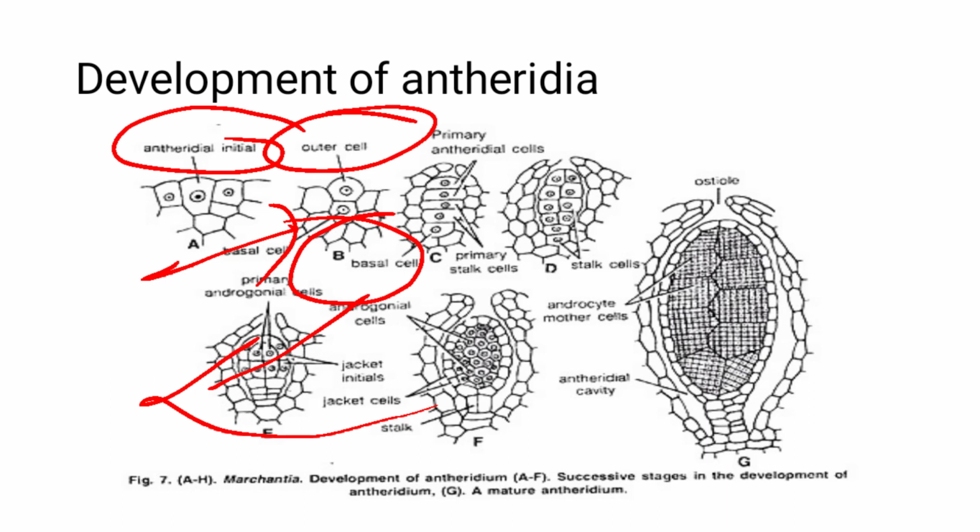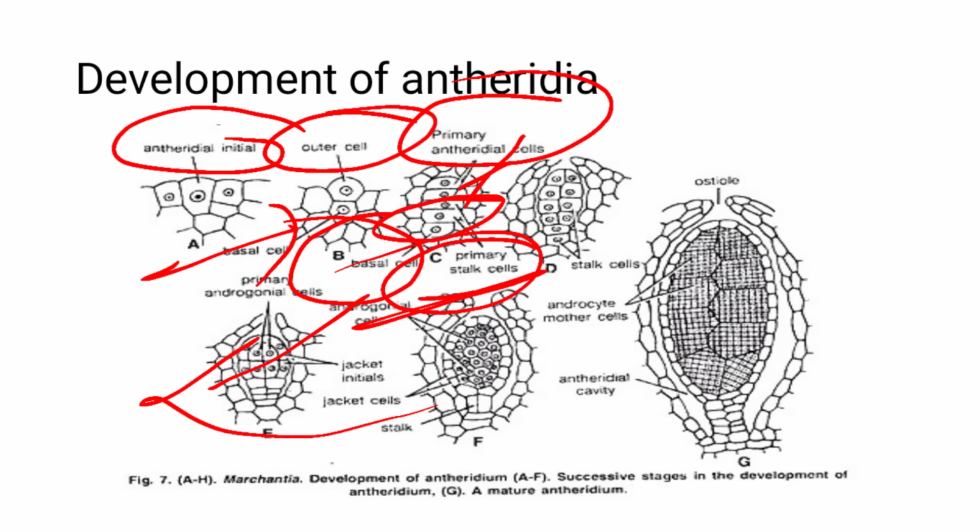When they undergo two repeated divisions, they form four cells. Out of these four cells, the two cells on the upper side develop into the primary antheridial cell and the two cells at the lower side develop into the primary stalk cell. The primary stalk cell results in the lower part, that is the stalk region, and the primary antheridial cell results in the formation of the body part.